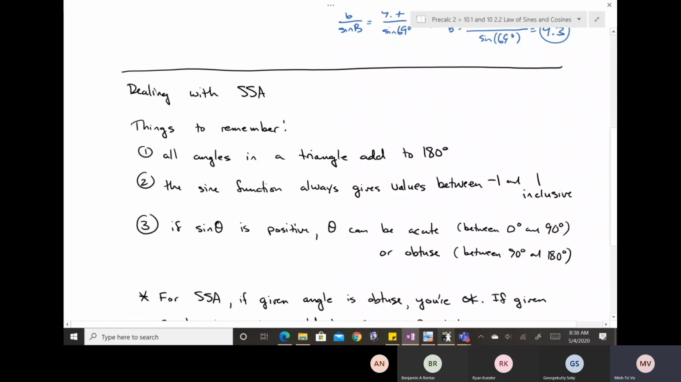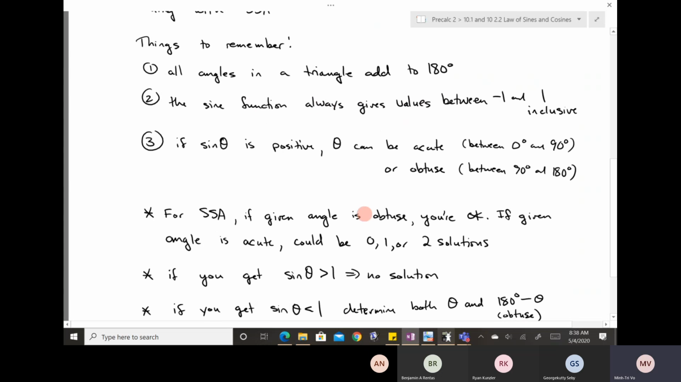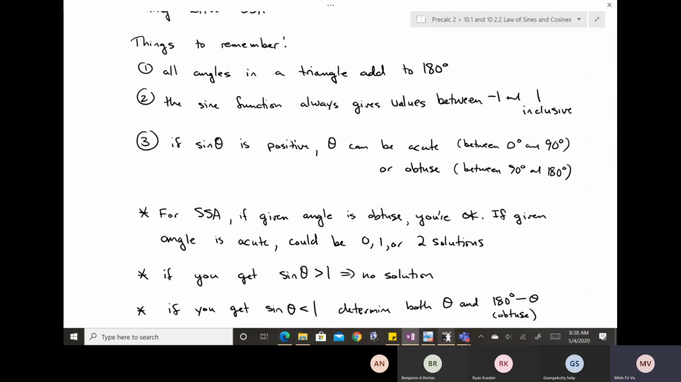There are a few things you want to remember, right? Again, for a triangle, all angles should add up to 180 degrees, and the sine function should always give values between -1 and 1, including -1 and 1. The reason this is important is that if you get a sine value bigger than 1, then that's impossible. So that's the case where you have no solution.